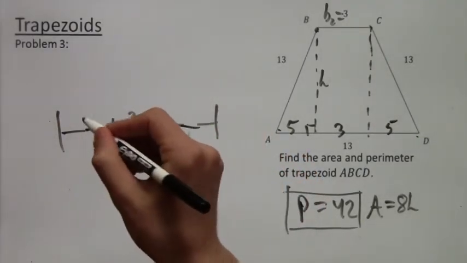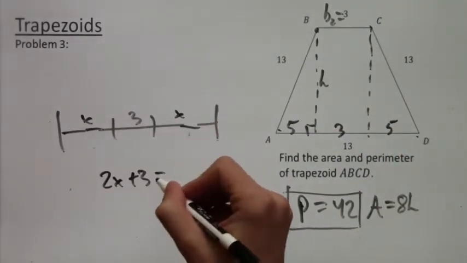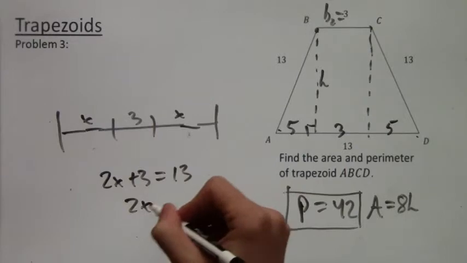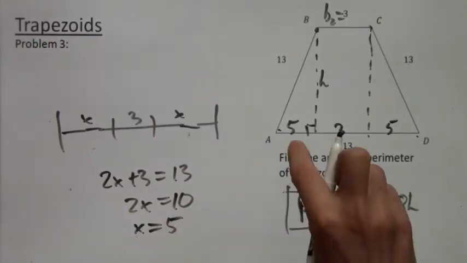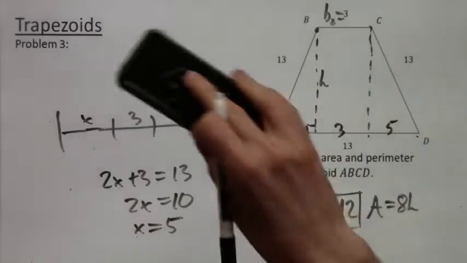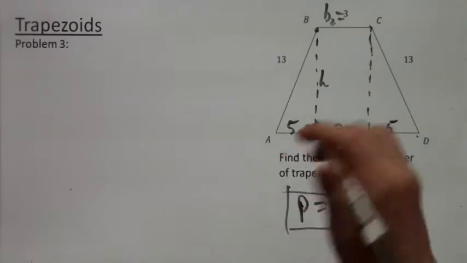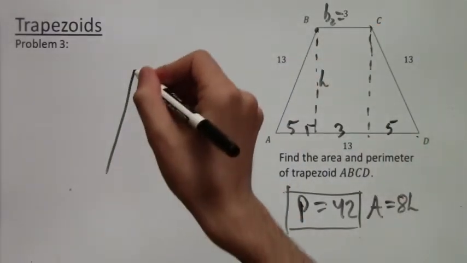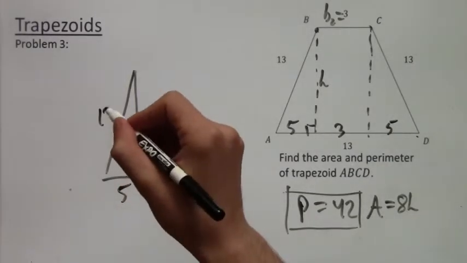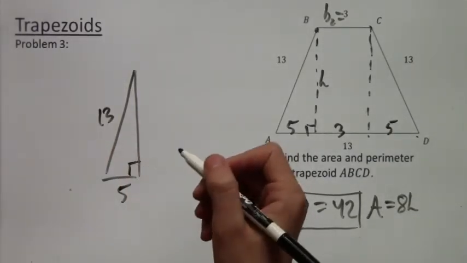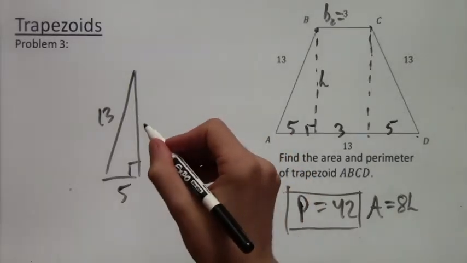And those equal portions, we actually just solve this out. If they're both of length x, then we have 2x plus 3 is 13. And then this solves to x equals 5. And as you can see, we have 5, 3, 5, adding up to 13. So we know that the length from A to the first height is 5. And we also know that this length is 13. And since it's a right angle, then we can use the Pythagorean Theorem to calculate the height.